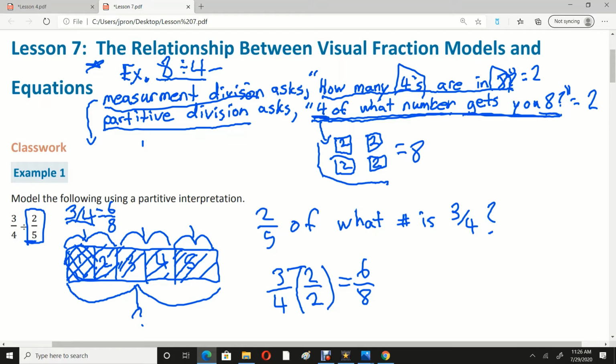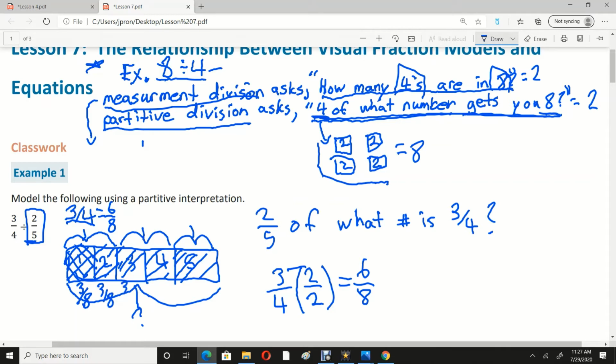So that would mean each individual section represents a 3/8 value. 3/8 is half of 3/4, half of 6/8. So each one of these sections is going to represent a value of 3/8. All right, so still the question remains, what is the value of the whole? Well, we have 5 sections that all are a value of 3/8. So we would just add 3/8 plus 3/8.